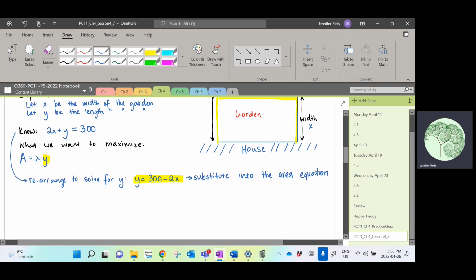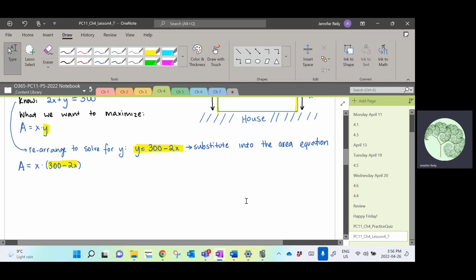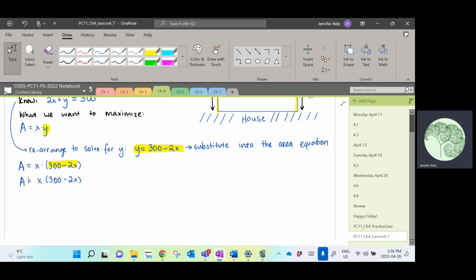So whenever you're doing a max-min problem, it's going to be the same structure every time. So we're always going to make this substitution. So our area equation is going to become x times 300 minus 2x. Notice I put a bracket around that entire thing I substituted because this x needs to be multiplied to all of that. Okay, so finally we do have an equation A for the area, which is written like this, x times 300 minus 2x. And we want to find the maximum of that.